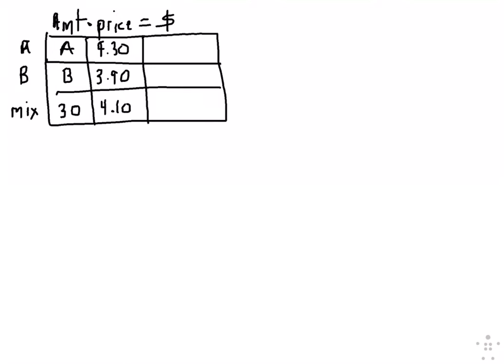So now we multiply across the rows, because it's amount times price equals the total dollars spent. So the top one is A times 4.3, so that's 4.3A. The second one is B times 3.9, so that's 3.9B. And the bottom is 30 times 4.1, which is 123. So this number right here is 123.